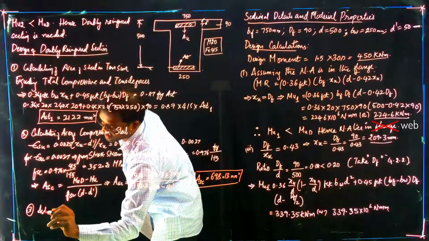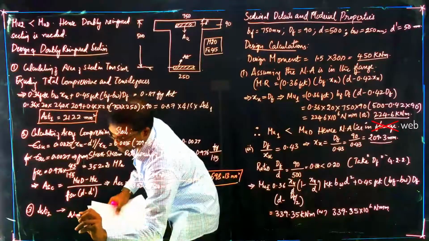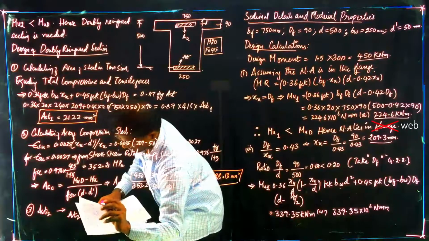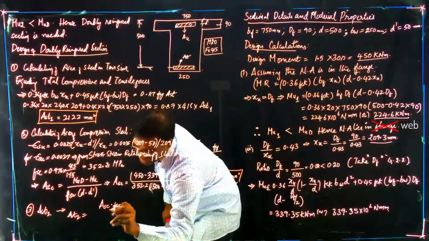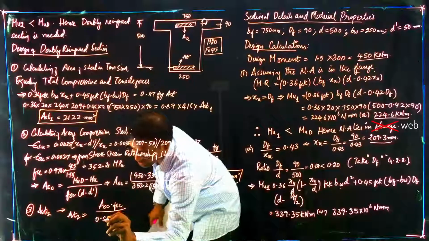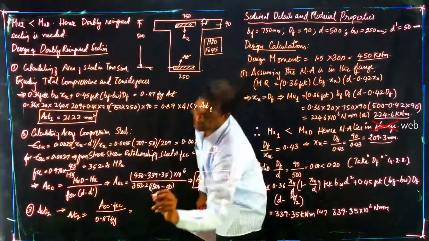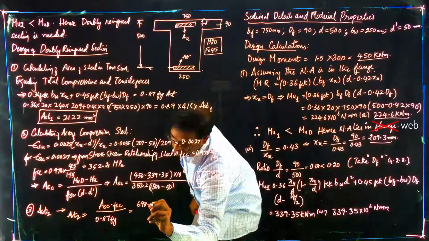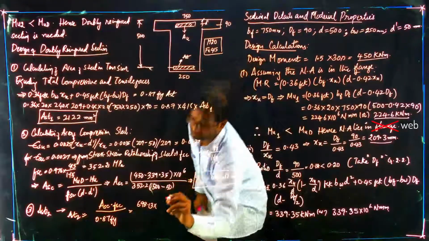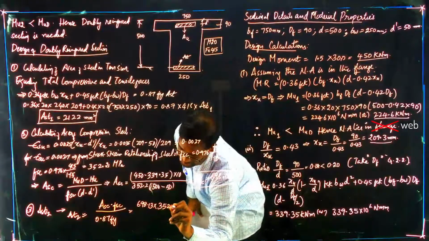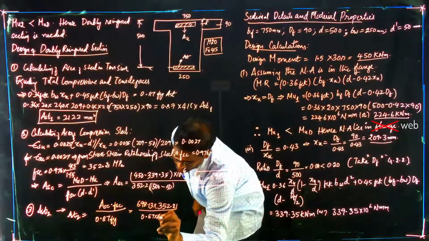Next, Ast2 from the code book you can calculate as Asc into fsc divided by 0.87 fy, which is given by Asc, we have calculated as 698.13, into fsc as 352.21, divided by 0.87 into 415.